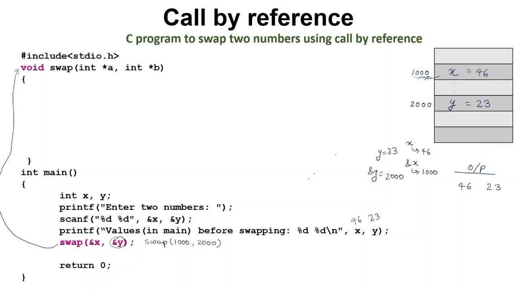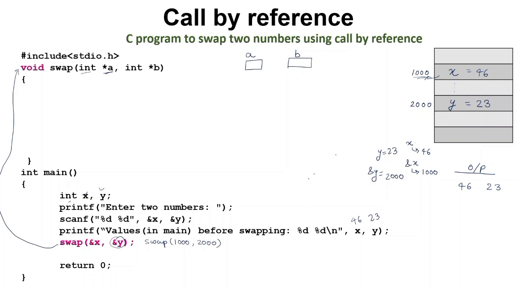So in the swap you have int star a and int star b. What is this star a? It is your pointer variable. What does a pointer store? A pointer stores the address of another variable, isn't it? What is the type of x and y? It is type integer. So we have int star a. So a is your variable, b is your variable. What variable is it? Pointer variable, isn't it? A and b are your pointer variables.